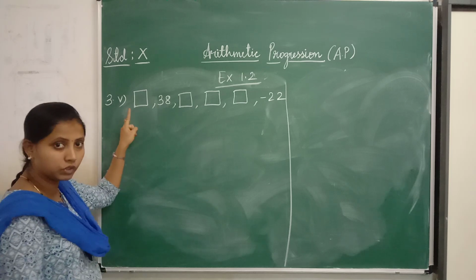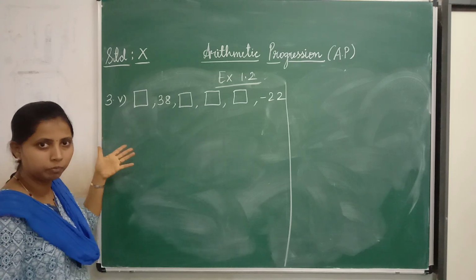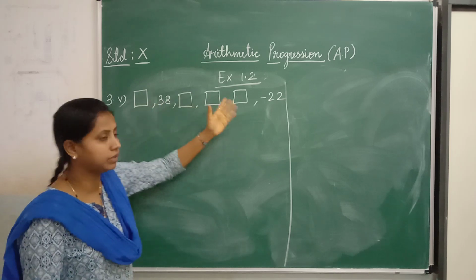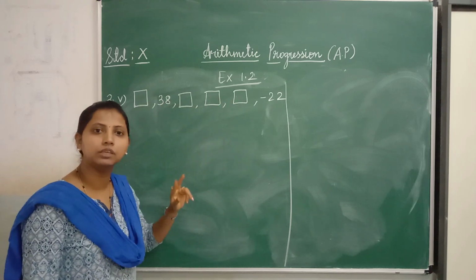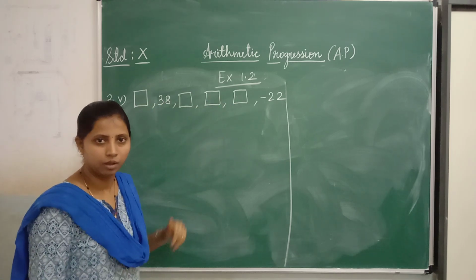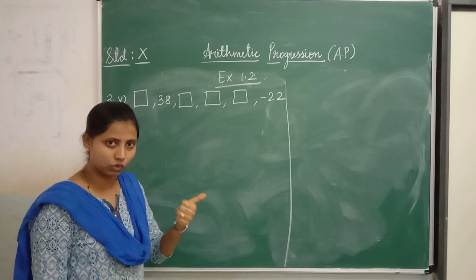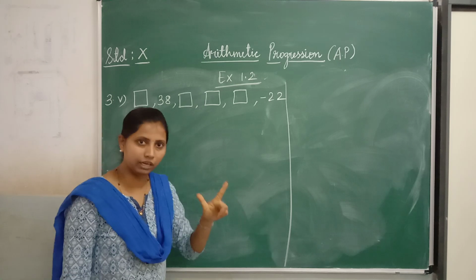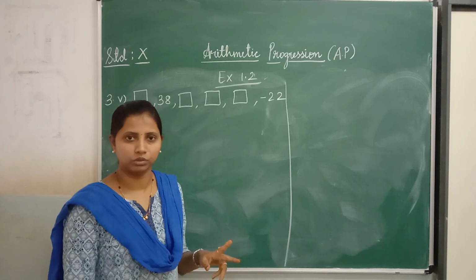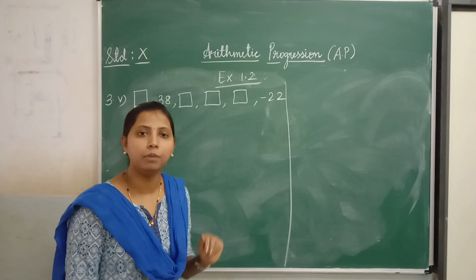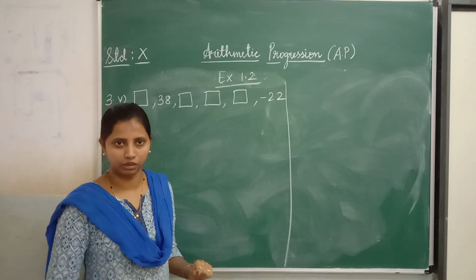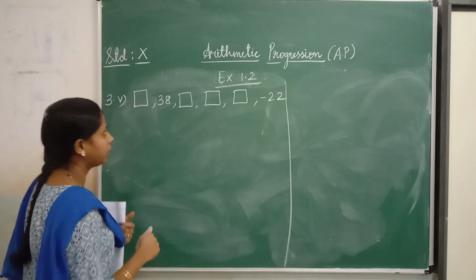Now here first term is also not given, A is not given, difference is also not given, and we cannot find it because successive terms are not there. If successive terms are there we can find the difference, but in this case we cannot. A is also unknown, D is also unknown. Yes children, so when A and D both are unknown, that time you have to frame 2 simultaneous equations and get the value of A and D. So how to get the 2 equations?